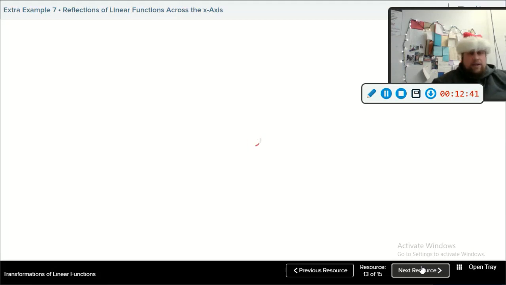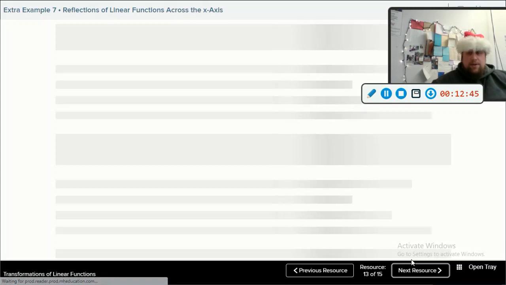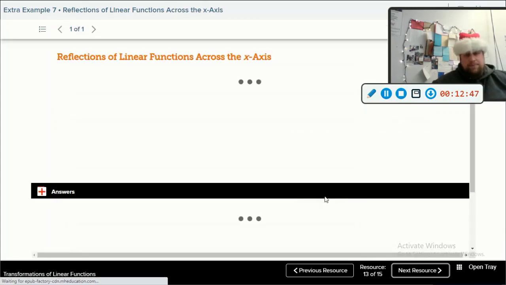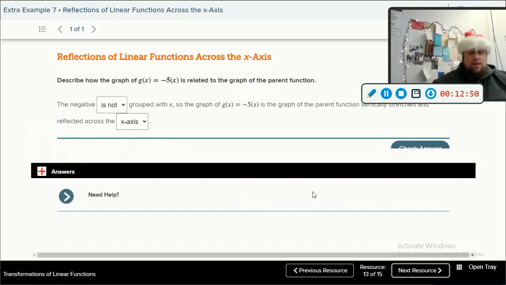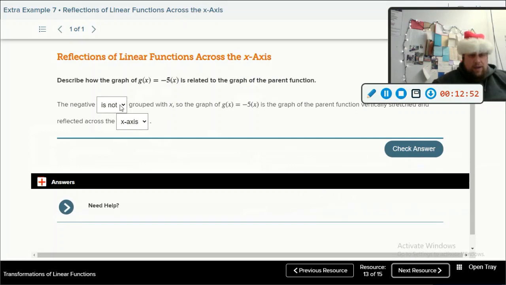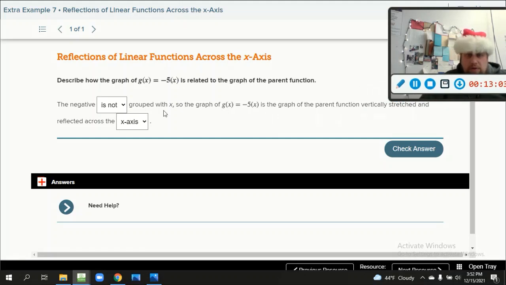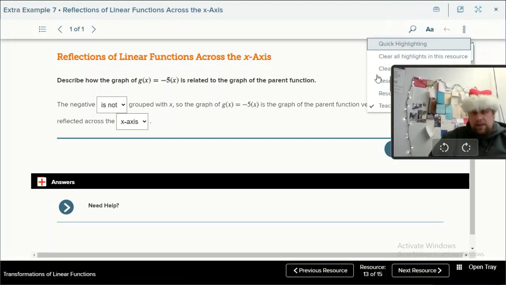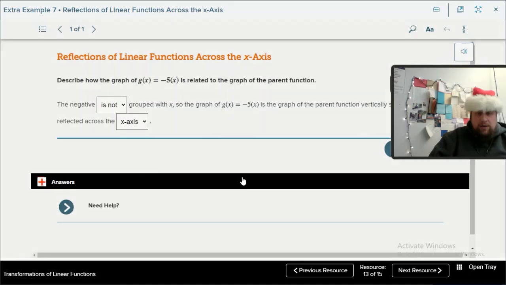Now we're going to practice one more extra example of reflecting across the x-axis. Let's just roll with it and see what happens. So the negative is not grouped with the x. So the graph of g of x equals -5x is the graph of the parent function vertically stretched and reflected across the x-axis. Because it's not grouped, the x-axis is the reflection.